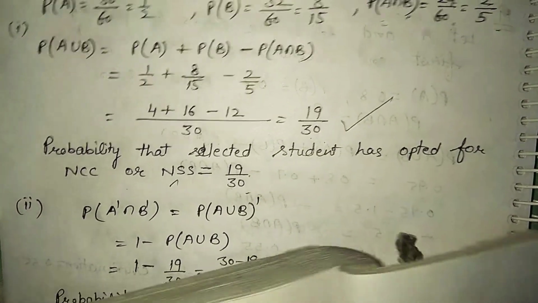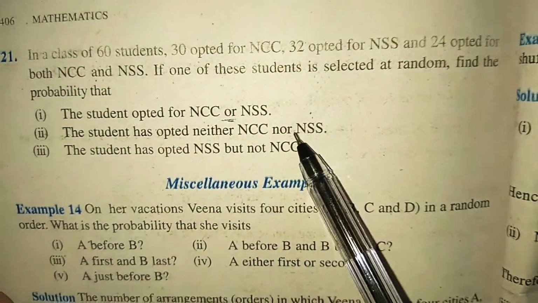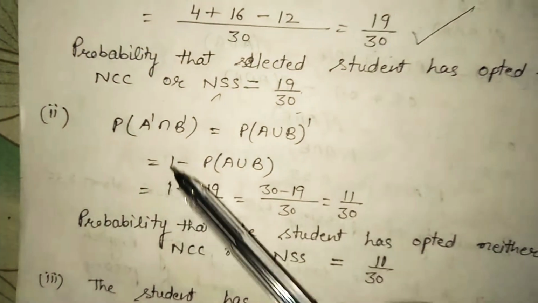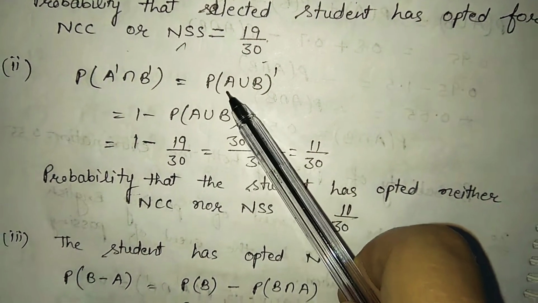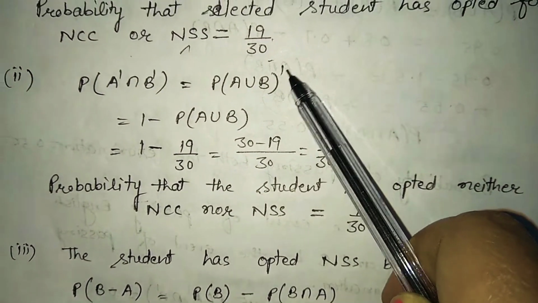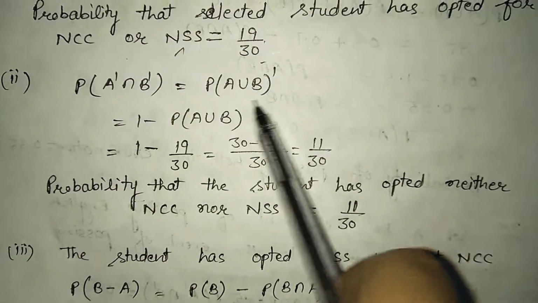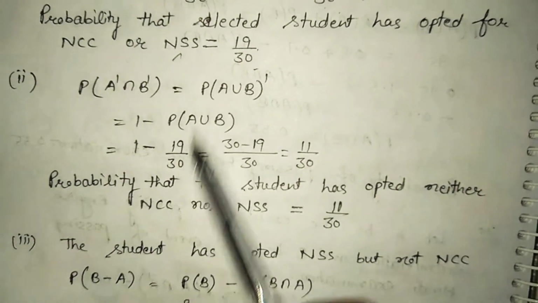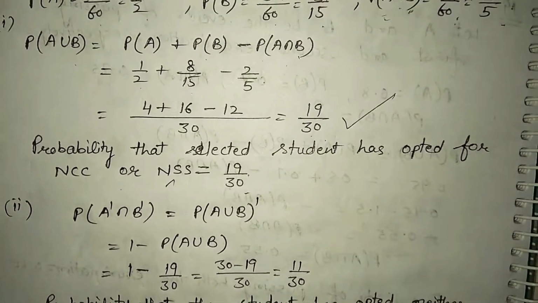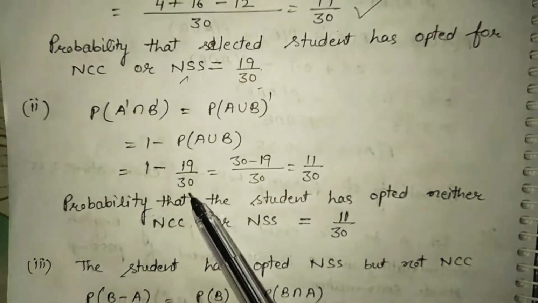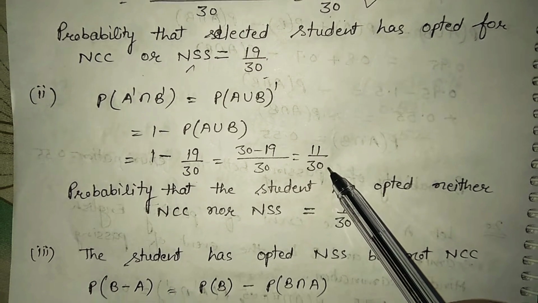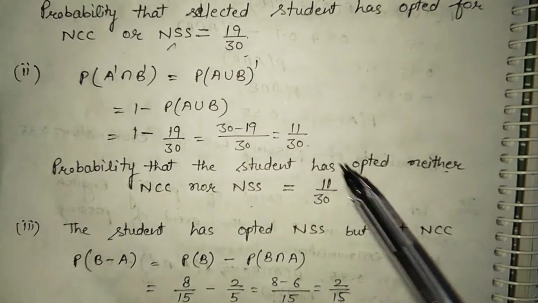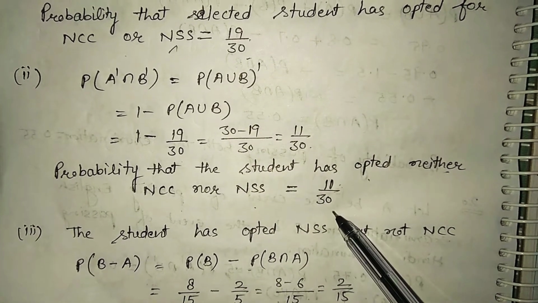Okay. Now second part: neither NCC nor NSS. It means A complement intersection B complement. A complement intersection B complement means P((A union B) whole complement), which is 1 minus P(A union B). We found P(A union B) in the last case, 19 upon 30. So what is 1 minus 19 upon 30? It is 11 by 30. So the probability that the student has opted for neither NCC nor NSS is 11 upon 30.